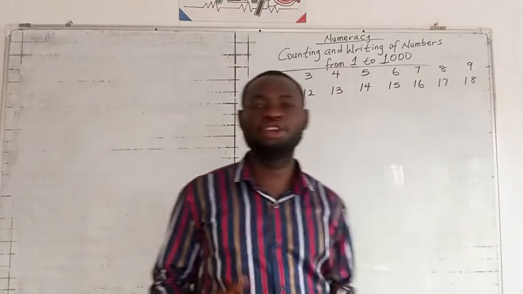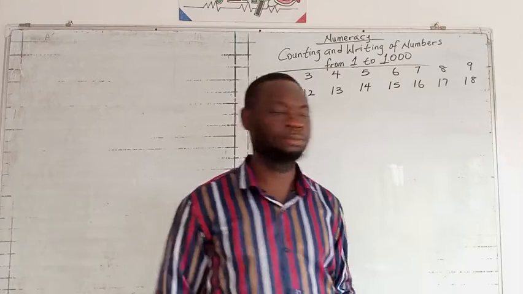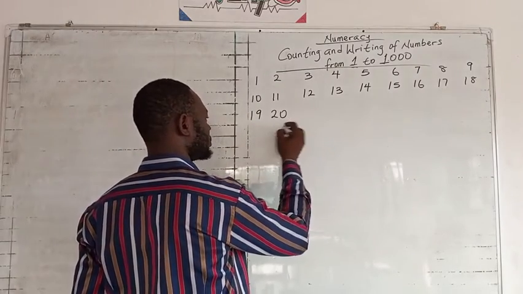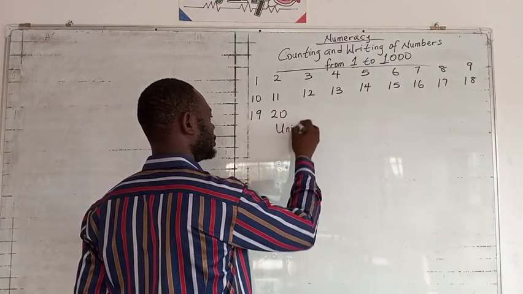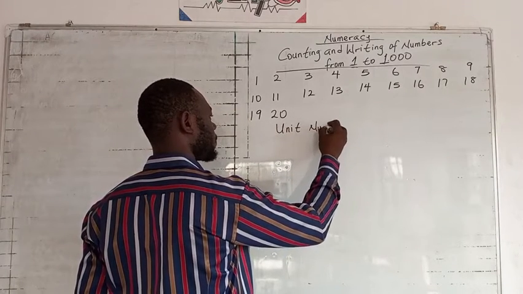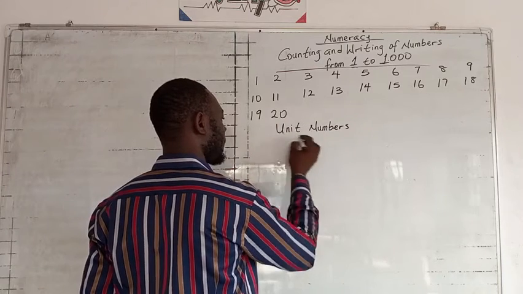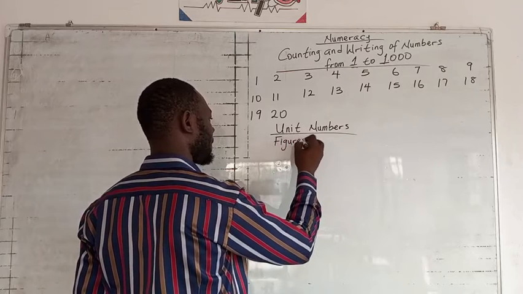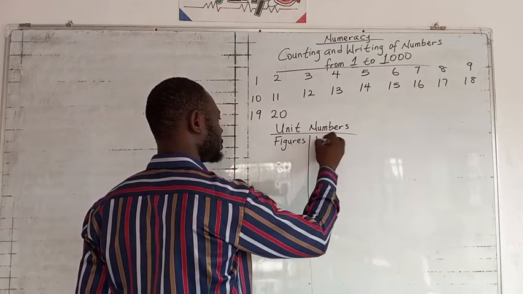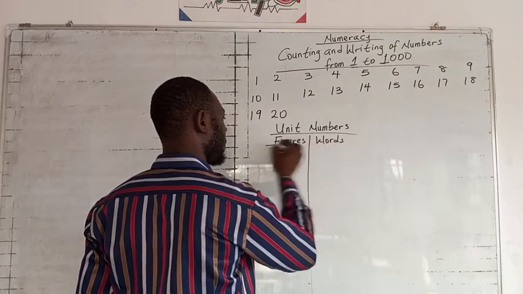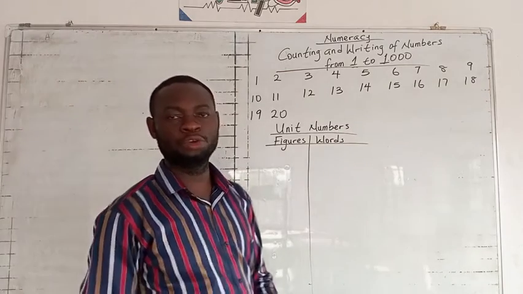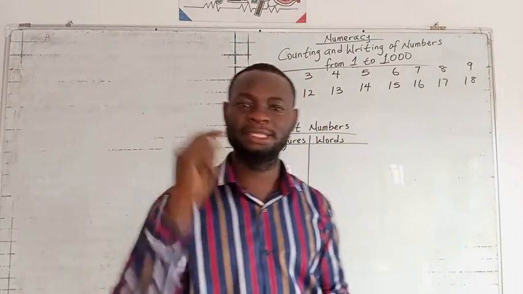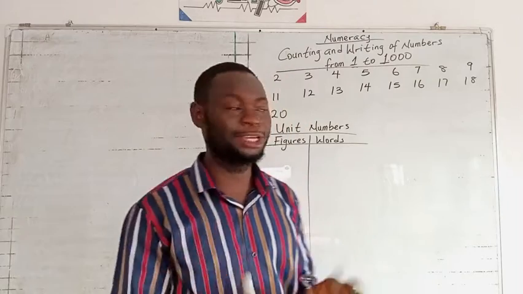These are the numbers that stand on their own. Now let's break it down. Unit numbers: figures and words. Remember I said that the unit numbers include 1, 2, 3, 4, 5, 6, 7, 8, 9. Ten is not there.